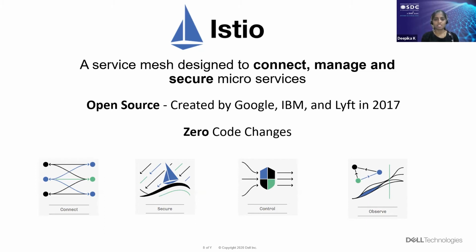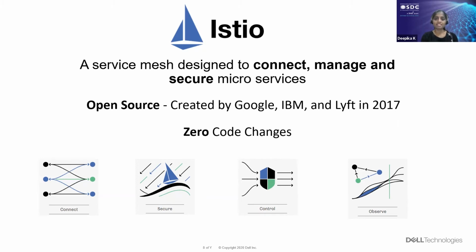The main features which Istio offers are connect, secure, and monitor. When we say connect, Istio enables services to discover and also to talk to each other. It enables intelligent routing to control the flow of traffic and API calls between services or the endpoints.